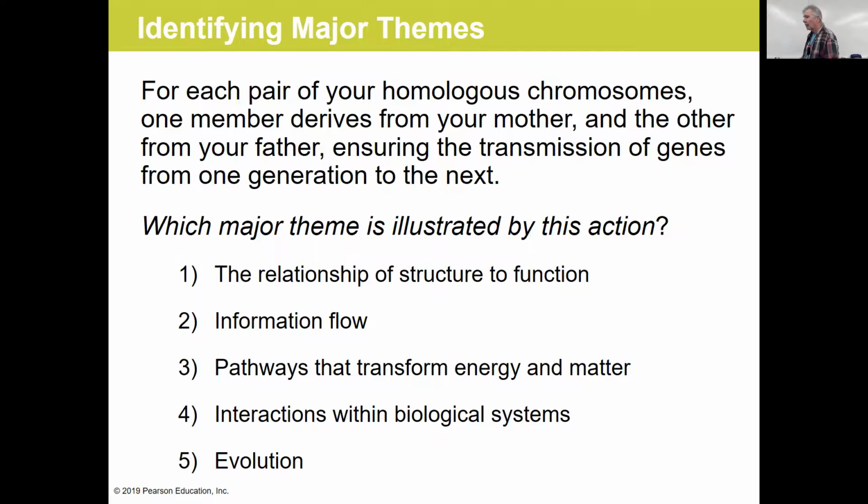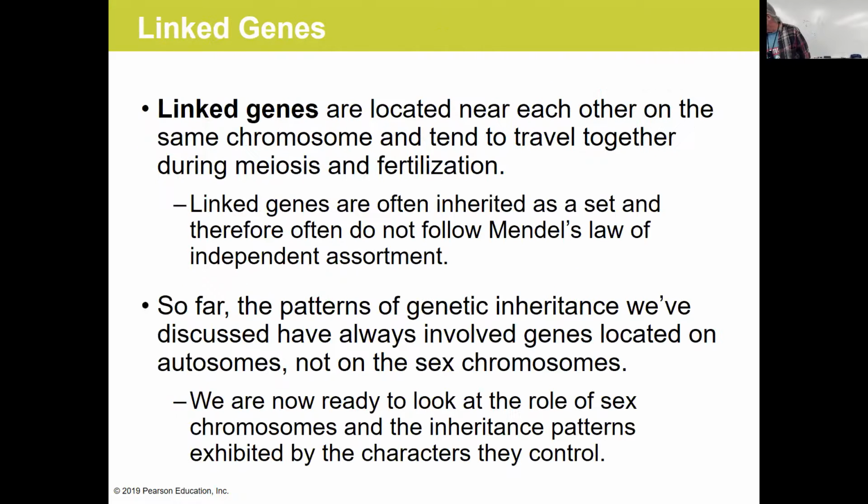For each pair of homologous chromosomes, one member derives from your mother and the other from your father, ensuring the transmission of genes from one generation to the next. And this is evolution, I think, because evolution is how each generation changes because of the transmission of genes from one generation to the next. Okay, linked genes, I already mentioned this, are located near each other on the same chromosome and tend to travel together during meiosis and fertilization. So linked genes are often inherited as a set and do not follow Mendel's law of independent assortment.